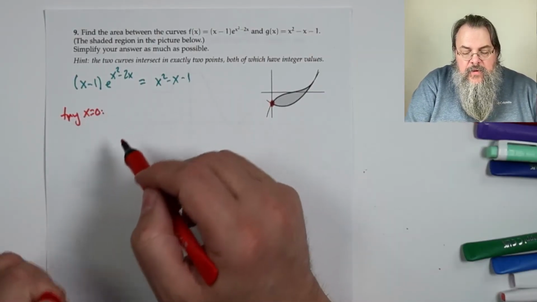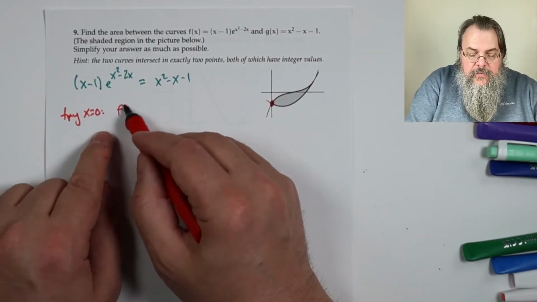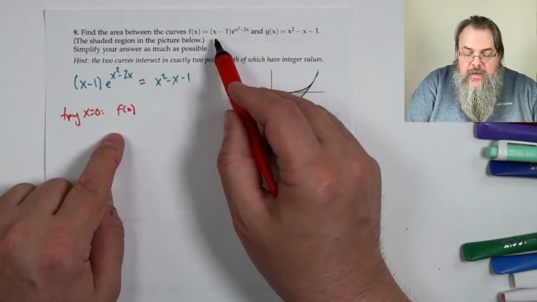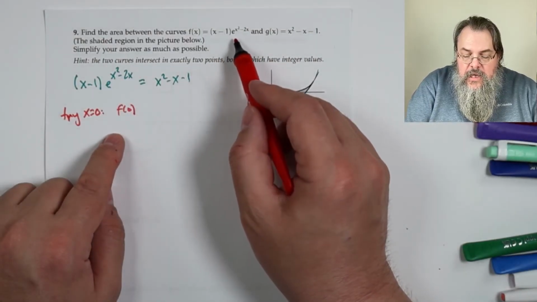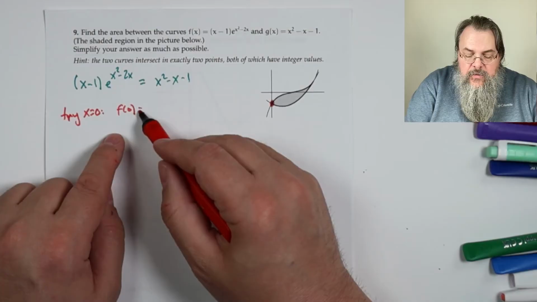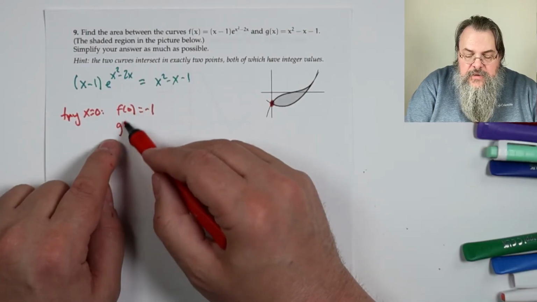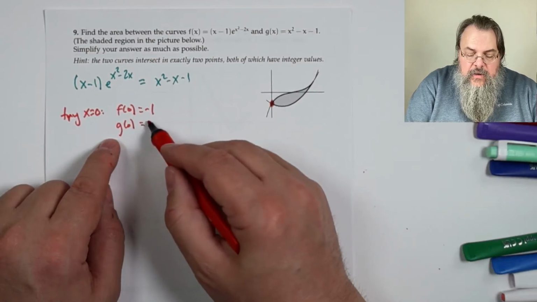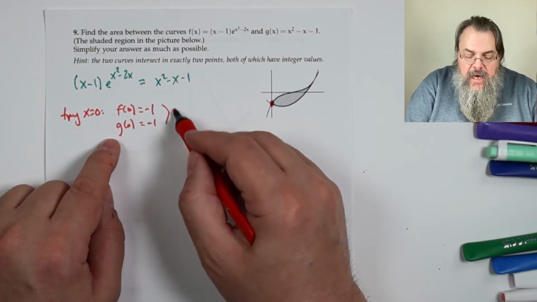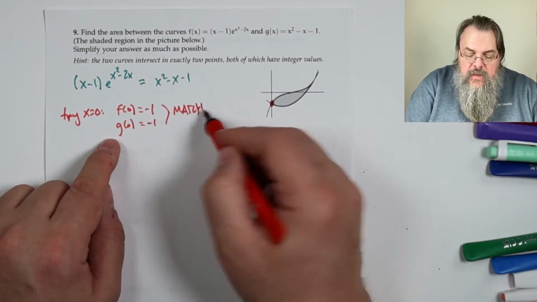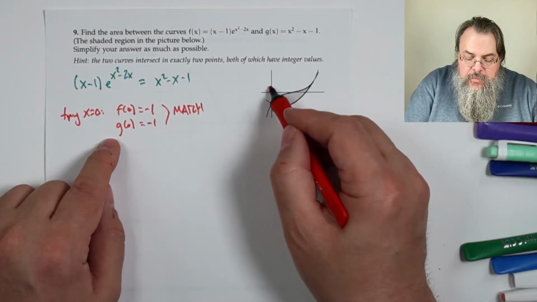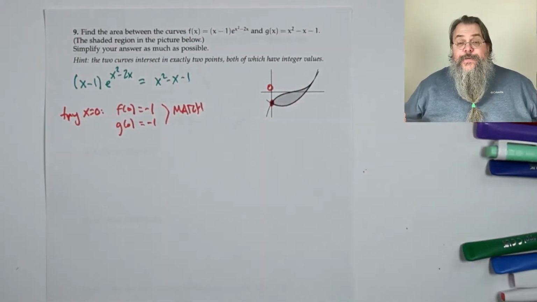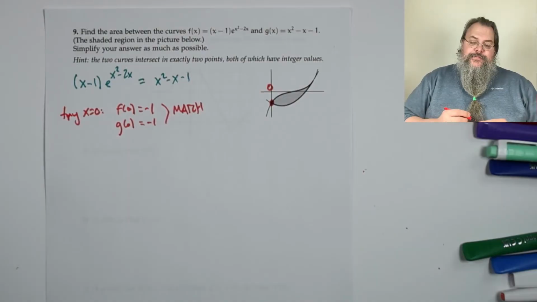Now what happens? Well, what's f of 0? If you plug it in, you get 0 minus 1 e to the 0. You get minus 1. And what's g of 0? Well, you get 0 minus 1. Okay, so that's minus 1. They match, and so that is an intersection point. Okay, so our first intersection point was 0.